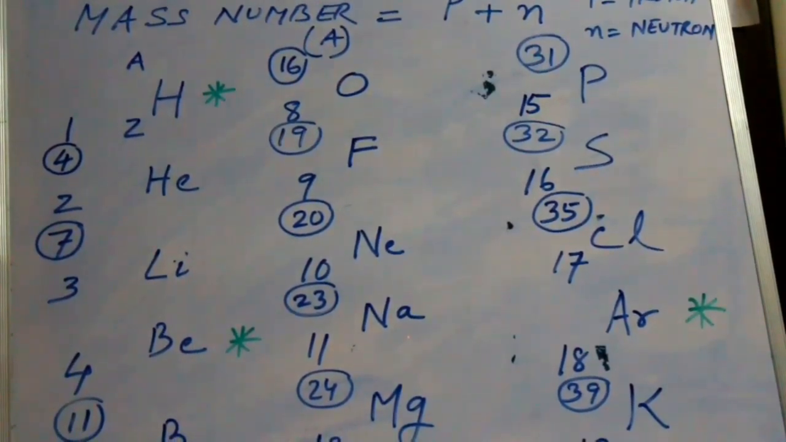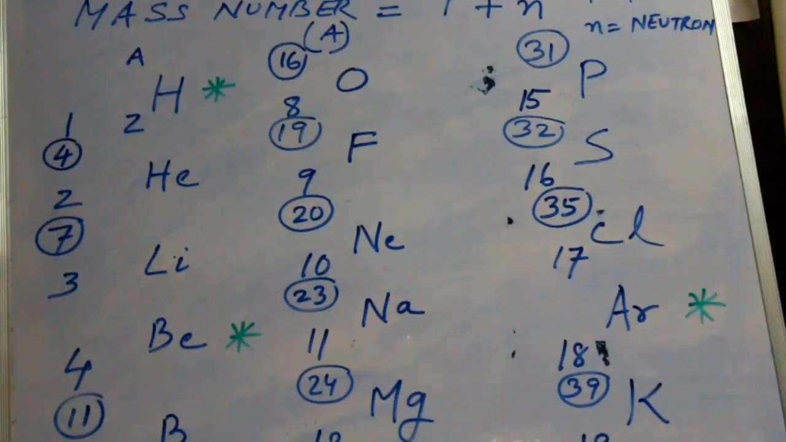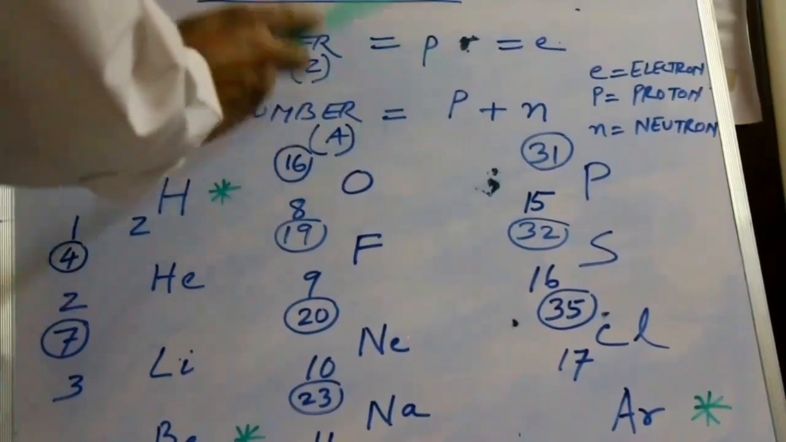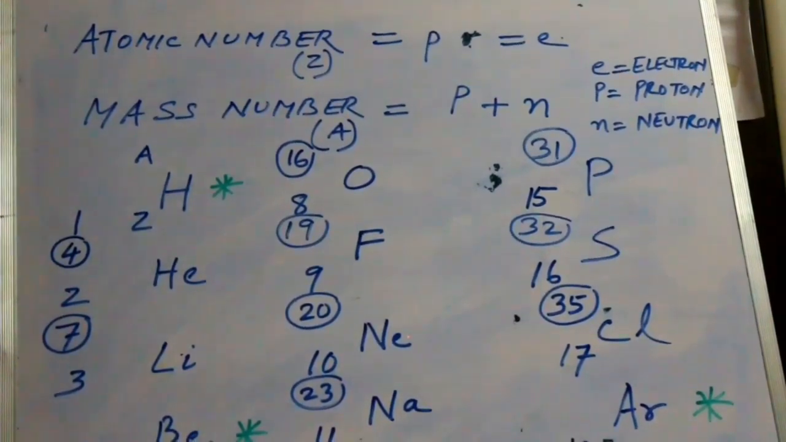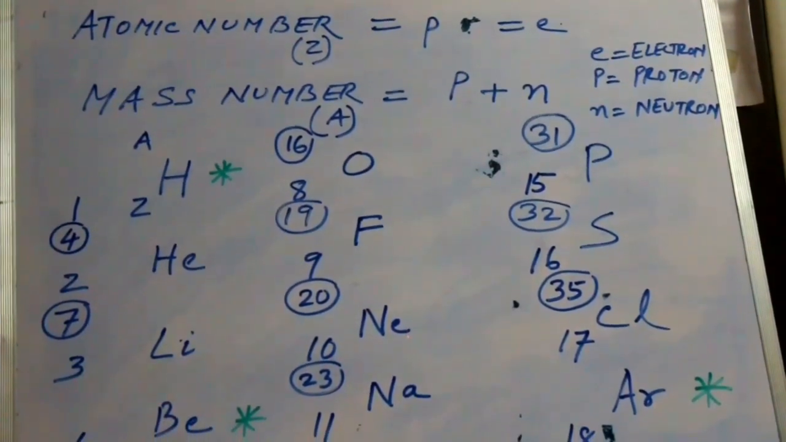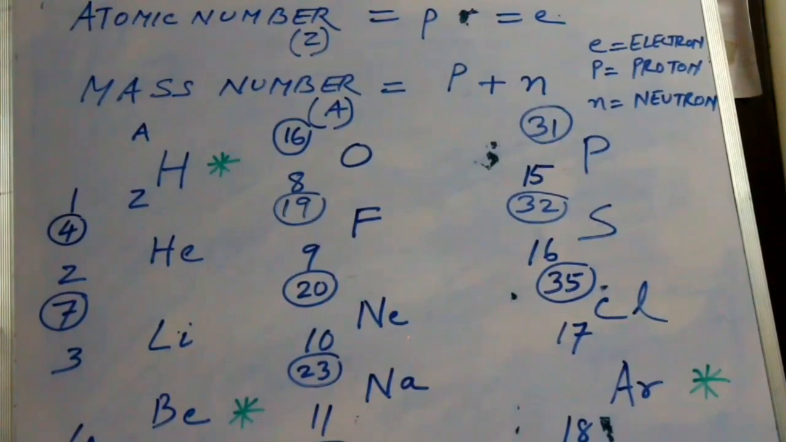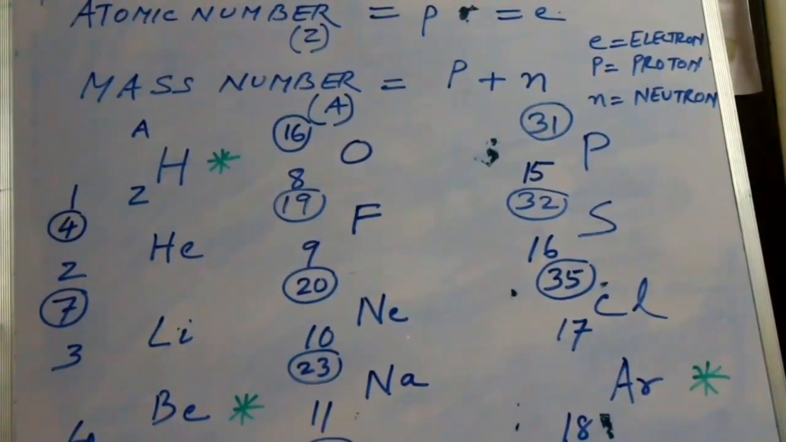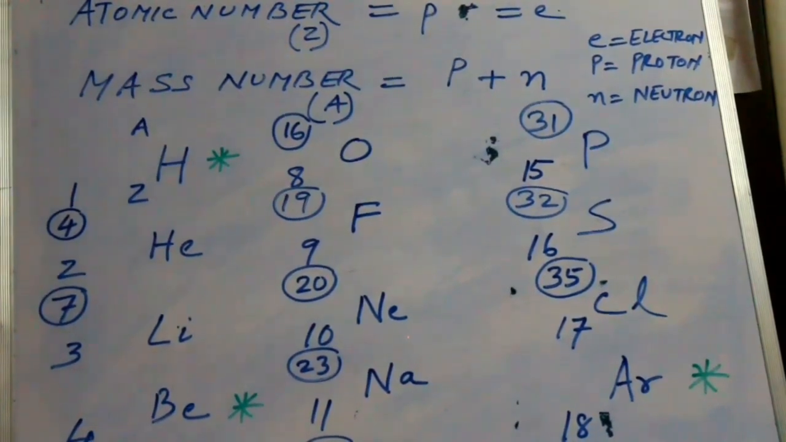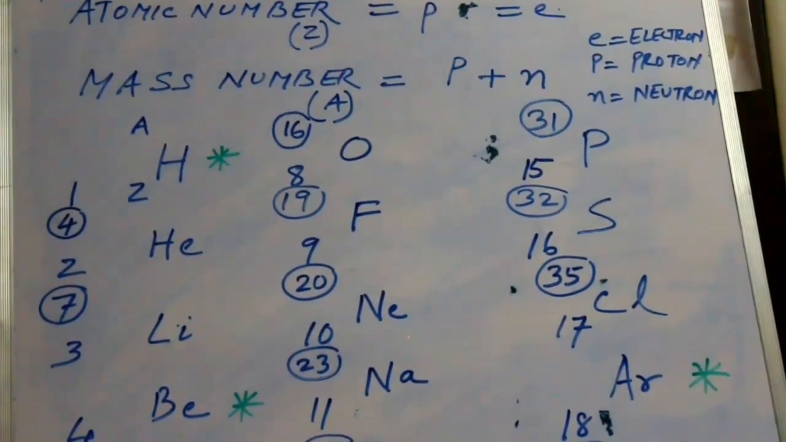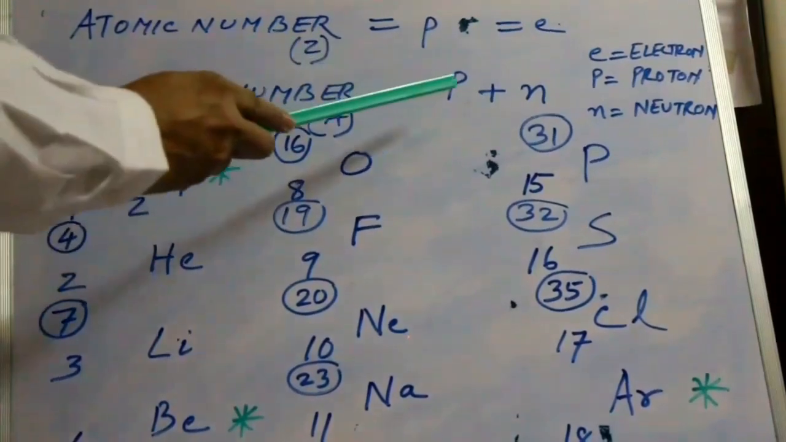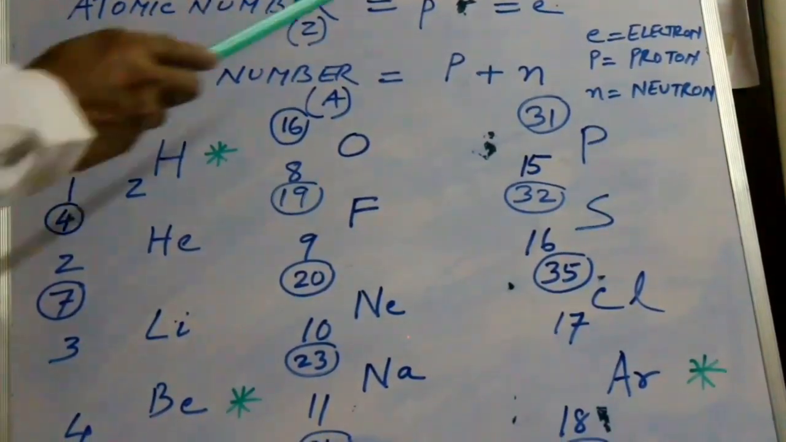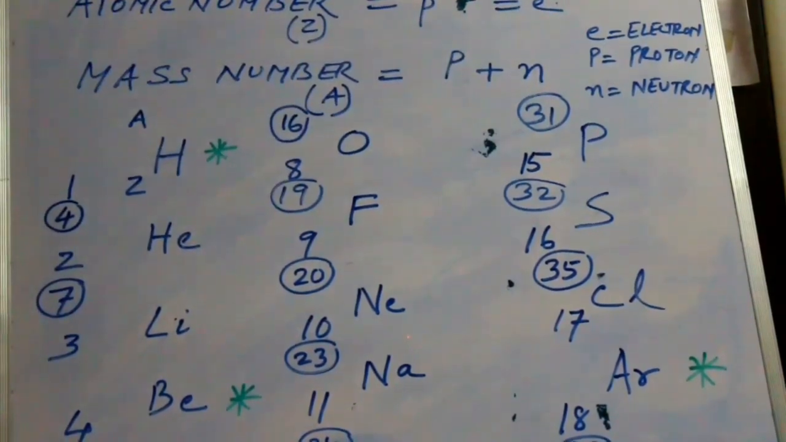Now what is atomic number? The atomic number of an element is equal to the number of protons within the nucleus. That means atomic number will be equal to P. And always P is equal to E, that means number of electrons outside the nucleus. And what is mass number? The mass number of an element is the sum of the number of protons and neutrons within the nucleus of an atom of an element. So mass number will be equal to P plus N. P stands for proton, N stands for neutron, and E stands for electron.